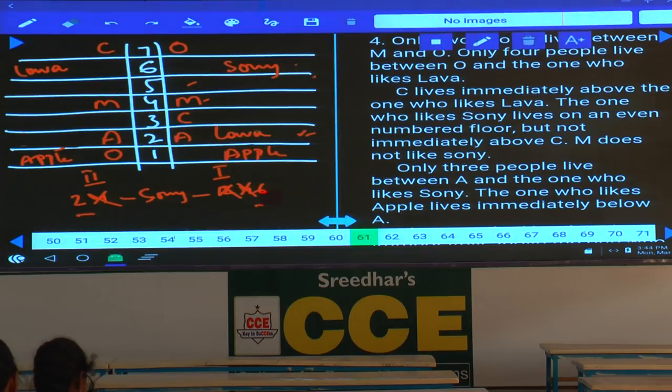And the one who likes Sony lives on an even number floor, but not immediately above C. Hence, it could be either 4 or 6. And next one. M does not like Sony. As M does not like Sony, now we are left with Sony can be either on the second floor or on the fourth floor.